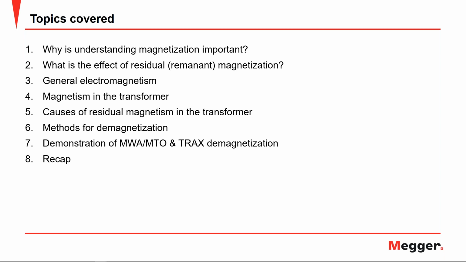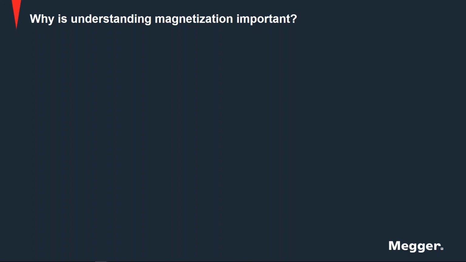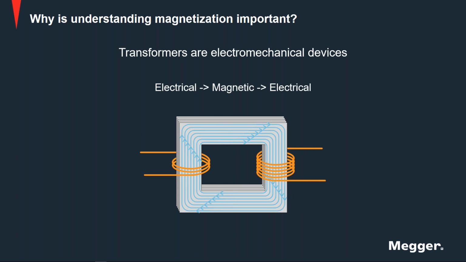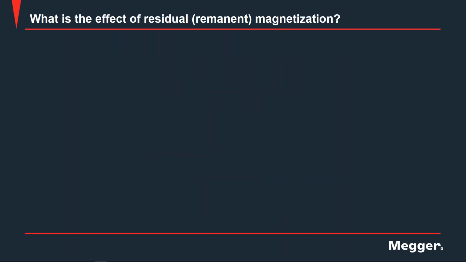So why is understanding magnetization important? Well, transformers are electromechanical devices. They are the only asset in your system that actively converts electricity to magnetic fields and then back to electricity on the other side. So understanding magnetization is very important because it is the theory on which transformers operate. Magnetization can lead to what is called residual or remnant magnetization.